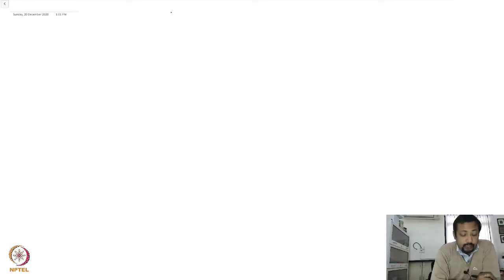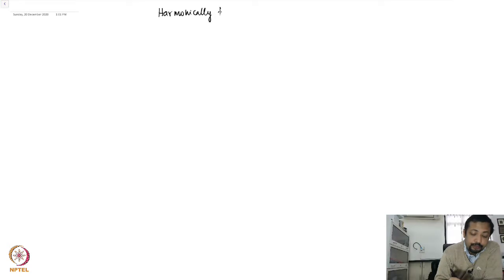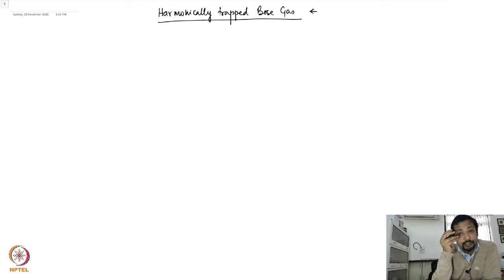So we want to now look at a harmonically trapped Bose gas. And our motivation is that this is typically what is realized in experiments. But the second point is also that we will see that G epsilon is different, even though this system is in 3 dimensions.